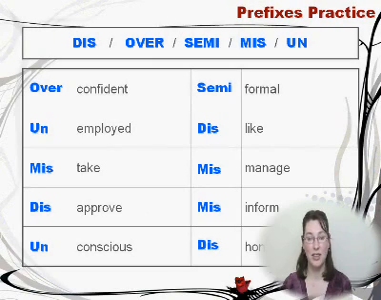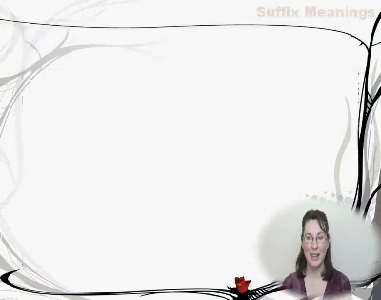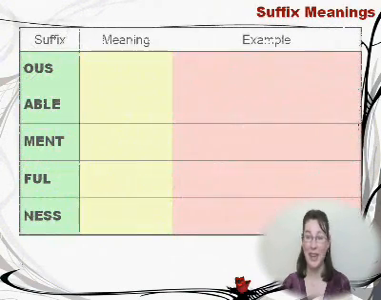Okay, so you can see how you can get a variety of words and your vocabulary knowledge increases when you have these prefixes. Next we're going to look at suffixes and have a look at the meaning. First suffix is ous, us.